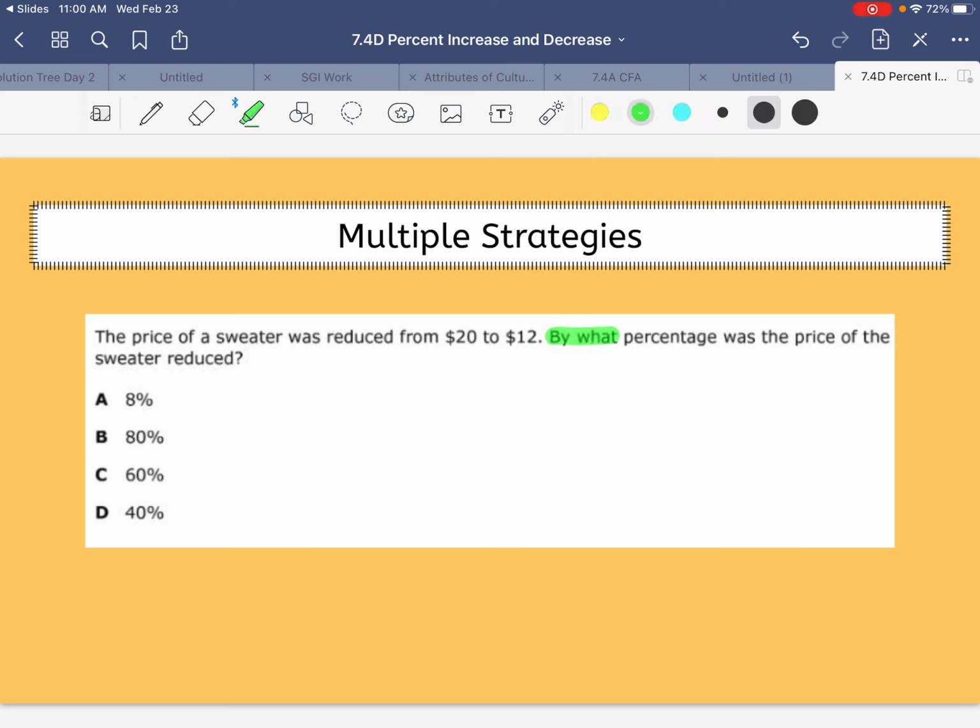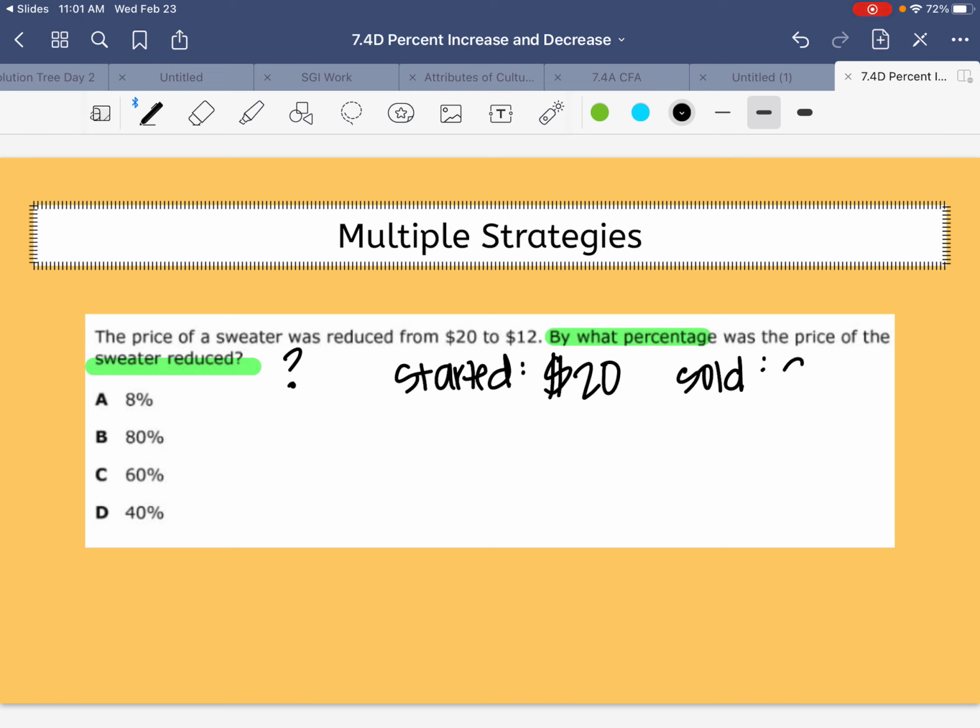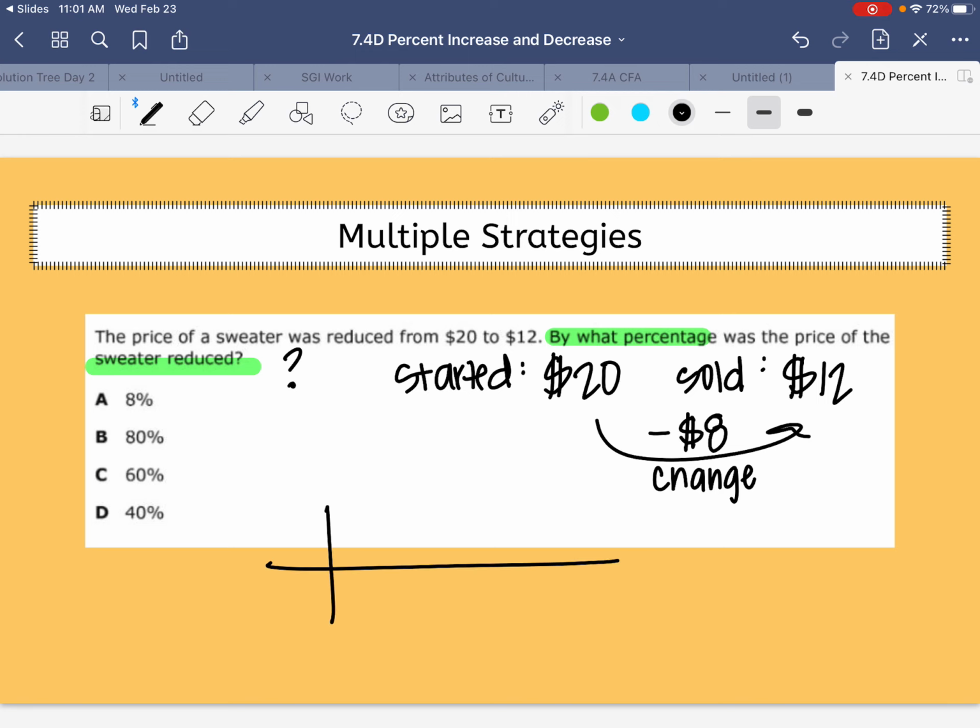So we want to know what percent the sweater was reduced. Well, I don't know how much it was reduced by, but I know that it started at $20 and then it sold for $12. So the sweater went from 20 to 12, so that change was a decrease of $8. I want to know what percent that change is, though. So I will set up a ratio table for part out of whole.